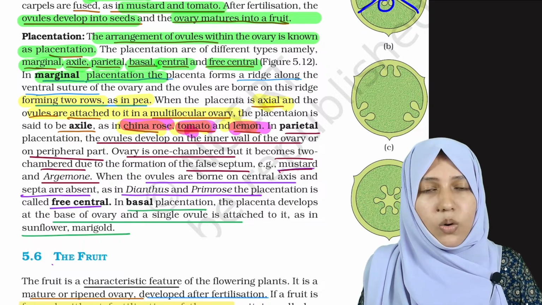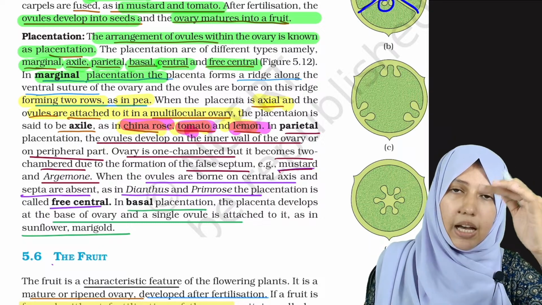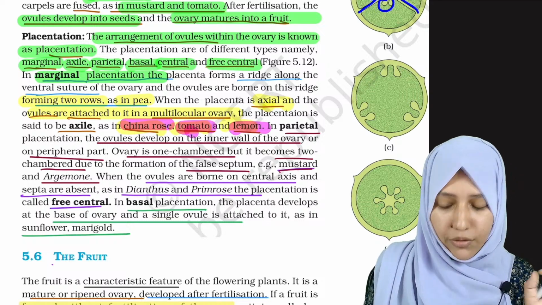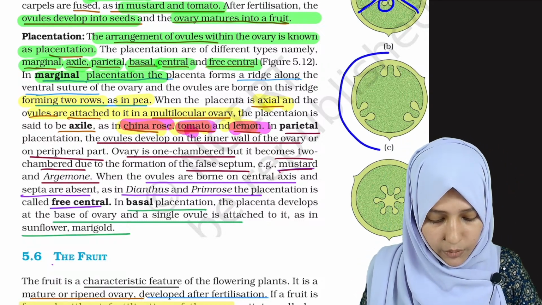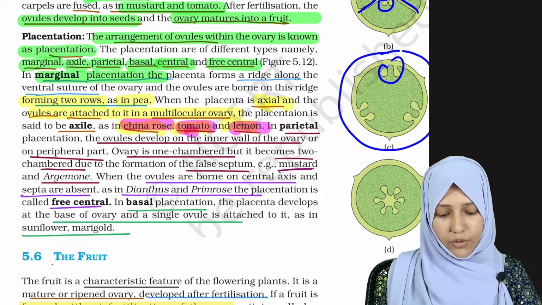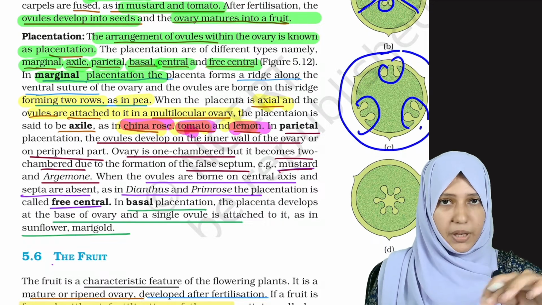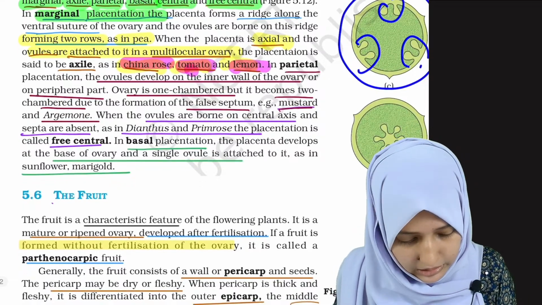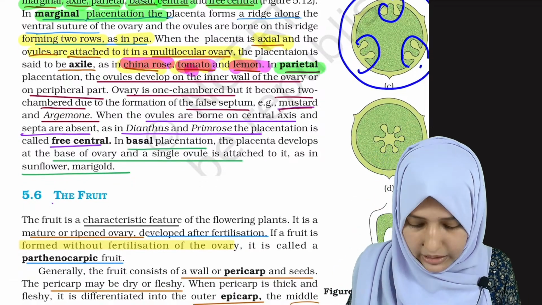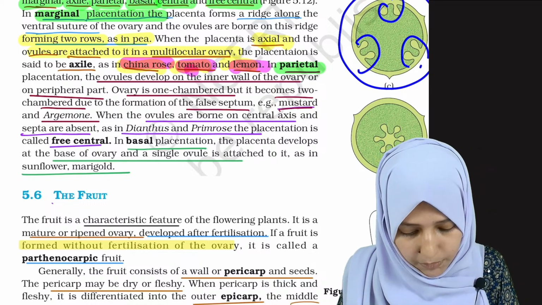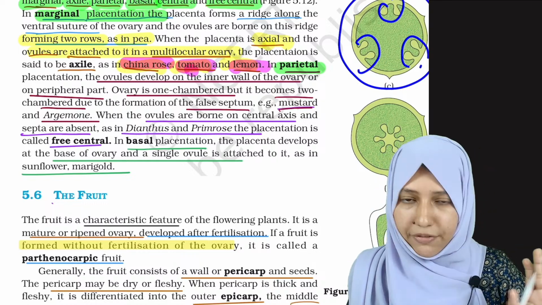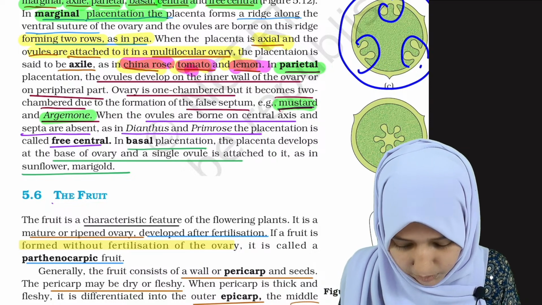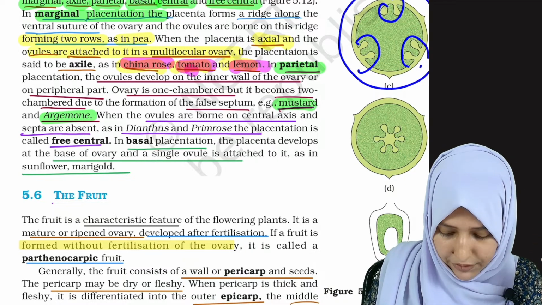Next type is parietal. What do you mean by parietal? Parietal means they are arranged at the periphery. The ovules are arranged at the periphery of ovary. So let's see, this is the ovary and the ovules, see the ovules are arranged at the periphery. Okay, the peripheral margin. So clear? And where it is seen? The parietal placentation, the ovules develop on the inner wall of the ovary or on the peripheral part, and it is seen in mustard and argemone.